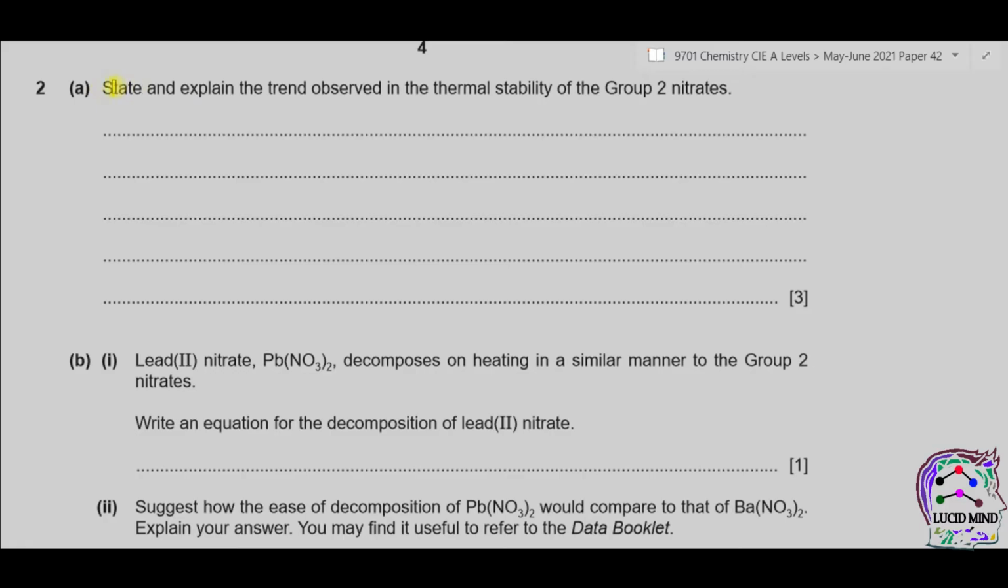Question 2, part A, state and explain the trend observed in thermal stability of group 2 nitrates. Now, thermal stability of group 2 nitrates depends on two things. One is the charge on the cation and second is the polarizability of the anion. As we move down group 2, the size of the cation increases. So we can say that charge density decreases.